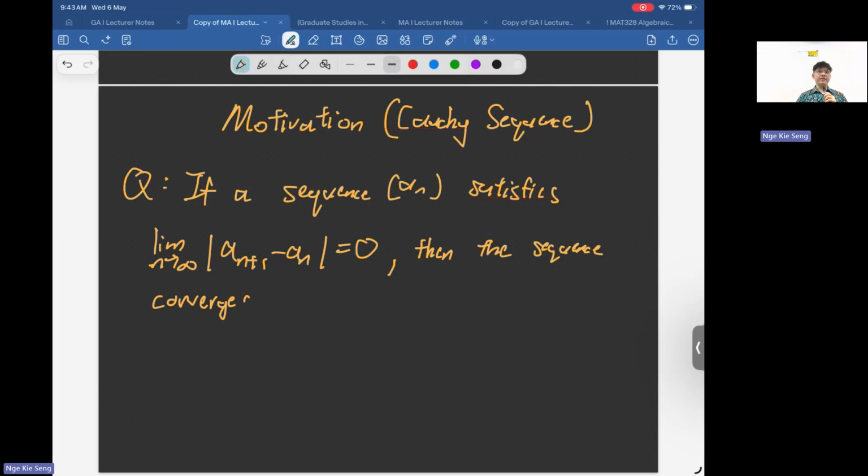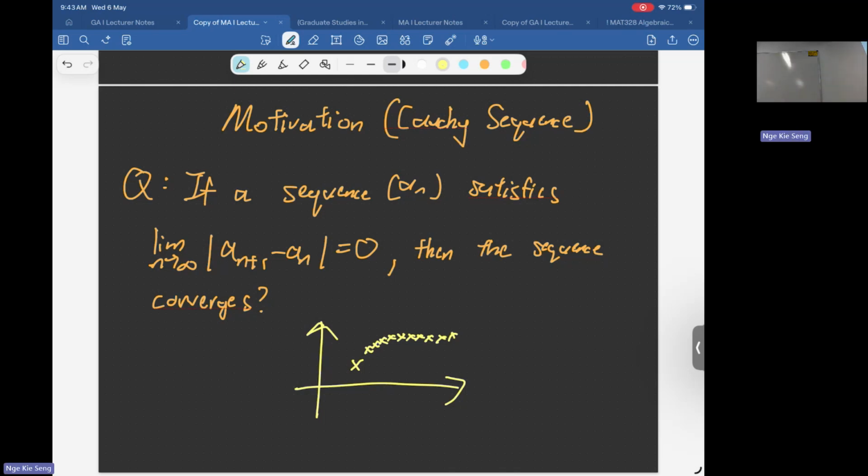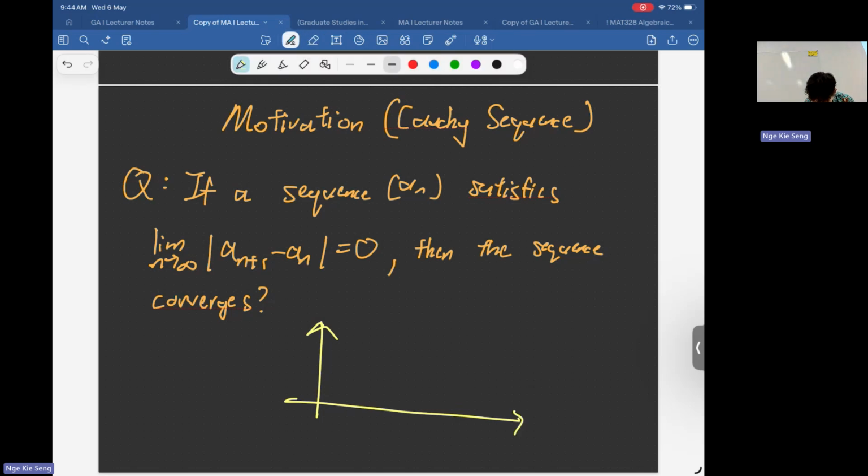I mean, this is a very naive way of thinking, right? So you might think that, oh, if I get very close to you every day, maybe this sequence can converge. Is it possible? Not really.